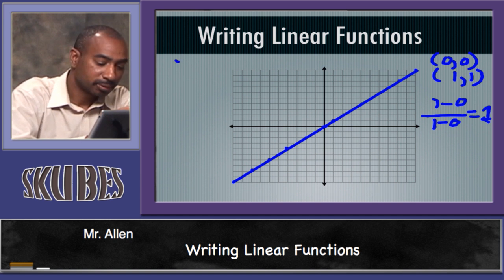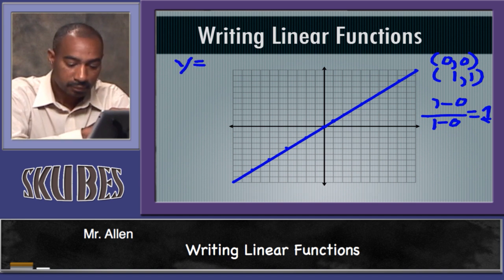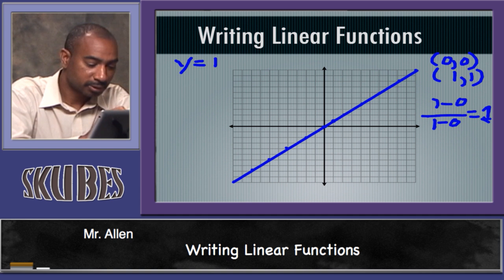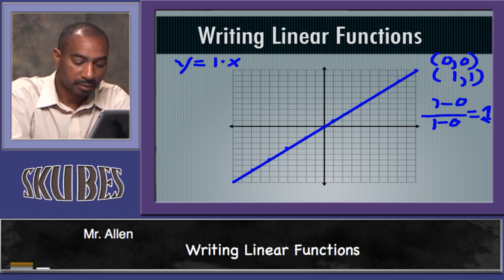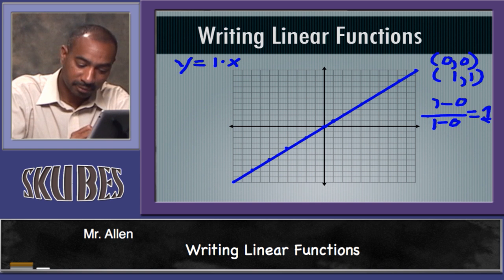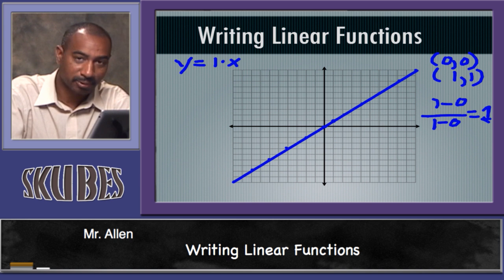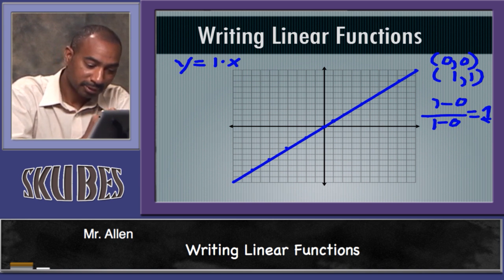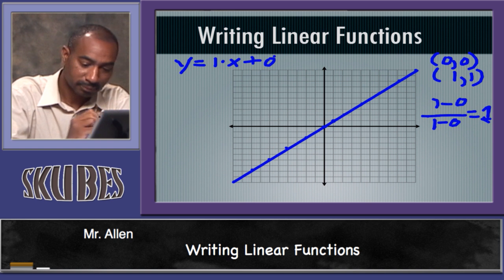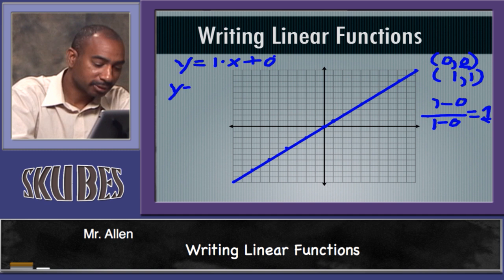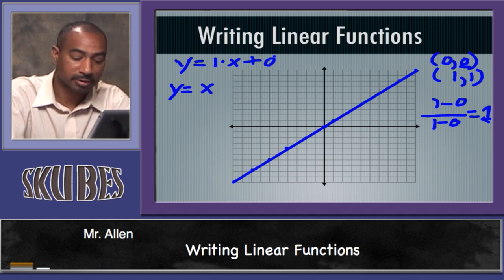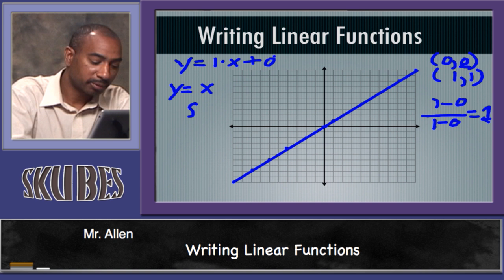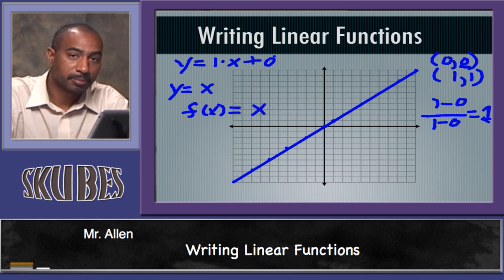So you can say y equals, and my slope is 1, so I'm going to say 1 times x. And notice the y-intercept, it doesn't pass through any numbers that are positive or negative. It goes through the origin. So that means that this is 0, because y is 0. So you get y equals x is the equation of this line. In function form, you're going to put f of x equals x. This concludes my lesson for today.